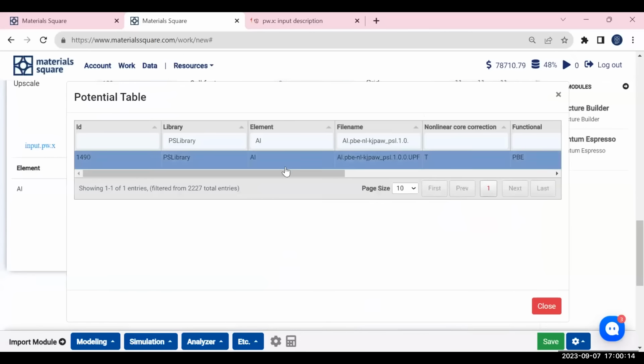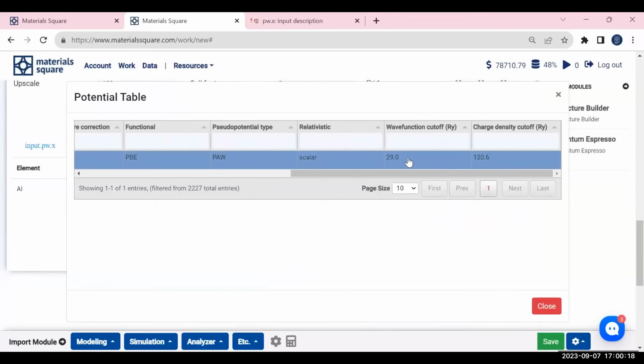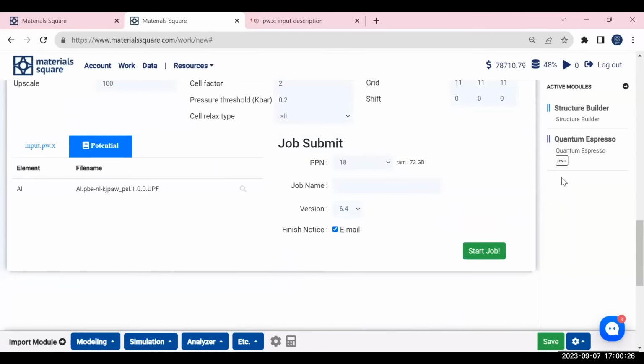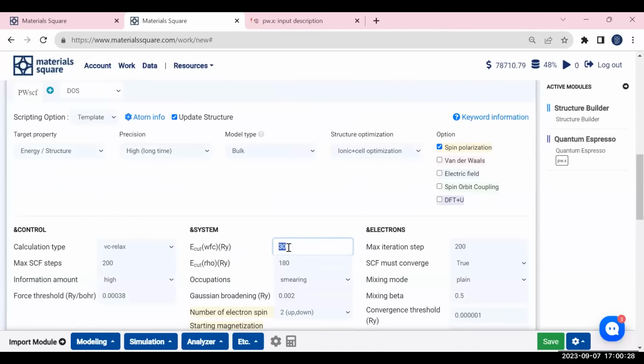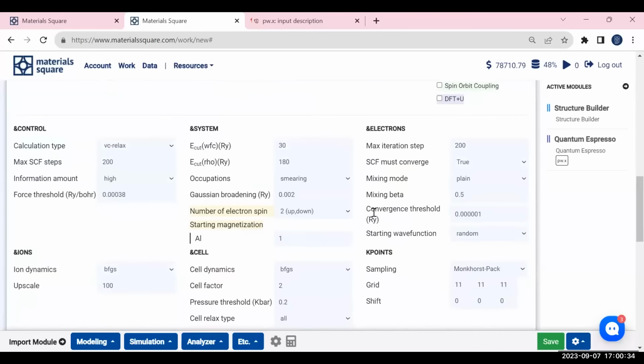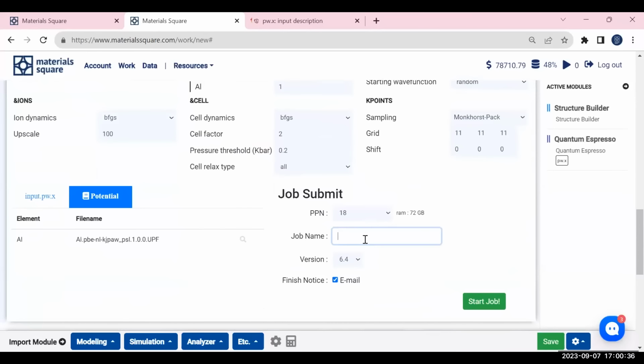I'm doing this step, which is not mandatory, but I'm just trying to show you how you can select this value. It's suggested that the wave function cutoff energy has to be at least 29, okay? So if I take this value to be 30, this is really good. Six times this value gives 180. So the default value is really good enough.